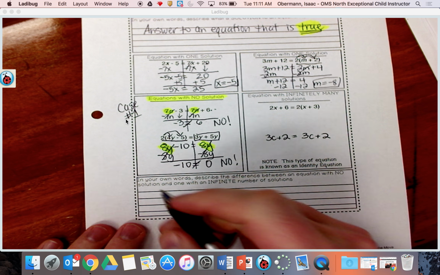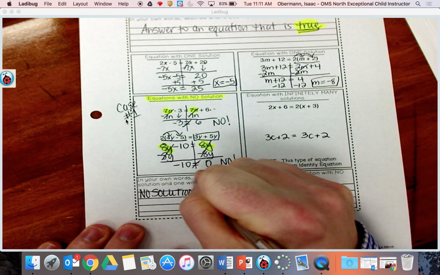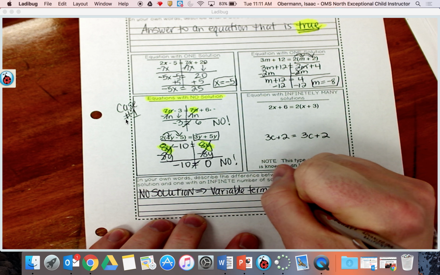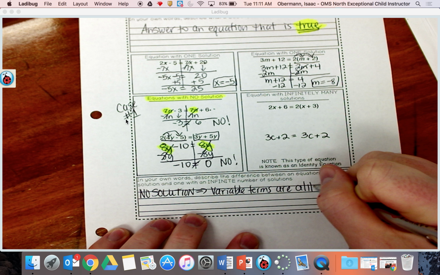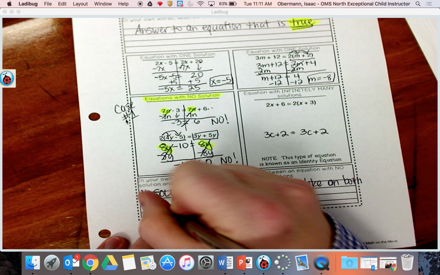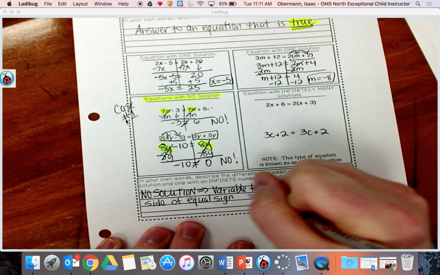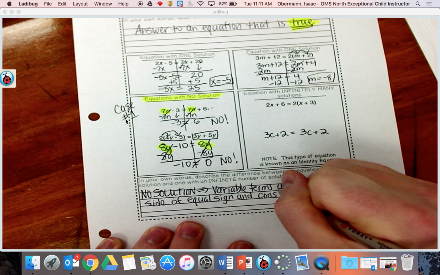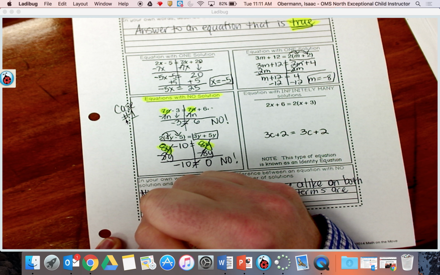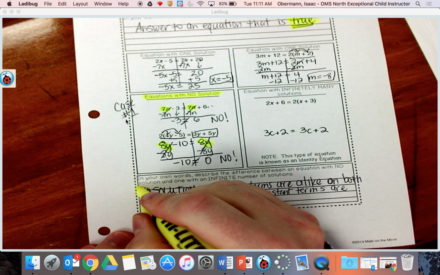So down here in my own words, if I have no solution, no solution says if my variable terms are alike on both sides of the equal sign and constant terms are different. So there's that right there. That's pretty much the definition.